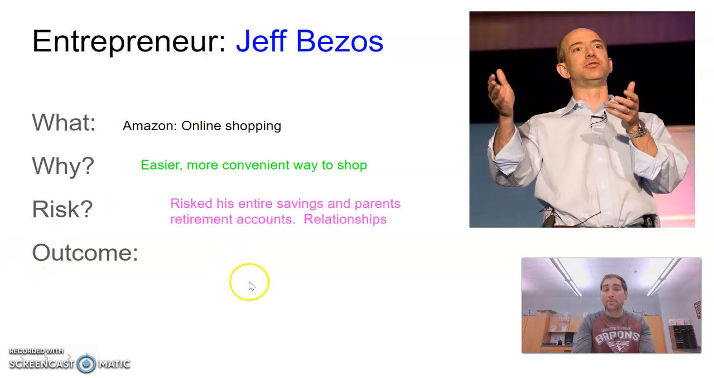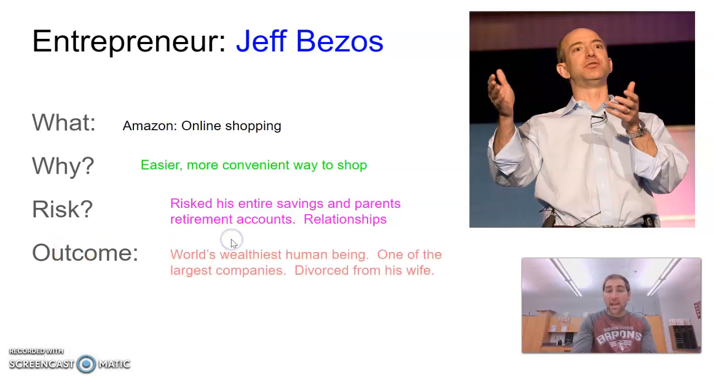Was there risk? Absolutely. He risked his entire savings account and his parents' retirement accounts. His parents basically gave him everything they needed to retire. If this didn't go well, they would still be working the rest of their lives when they were hoping to retire. He also risked a lot of relationships, right? Him and his wife, they started this, and they unfortunately got divorced in the middle of this because of the stress. So what's the outcome?